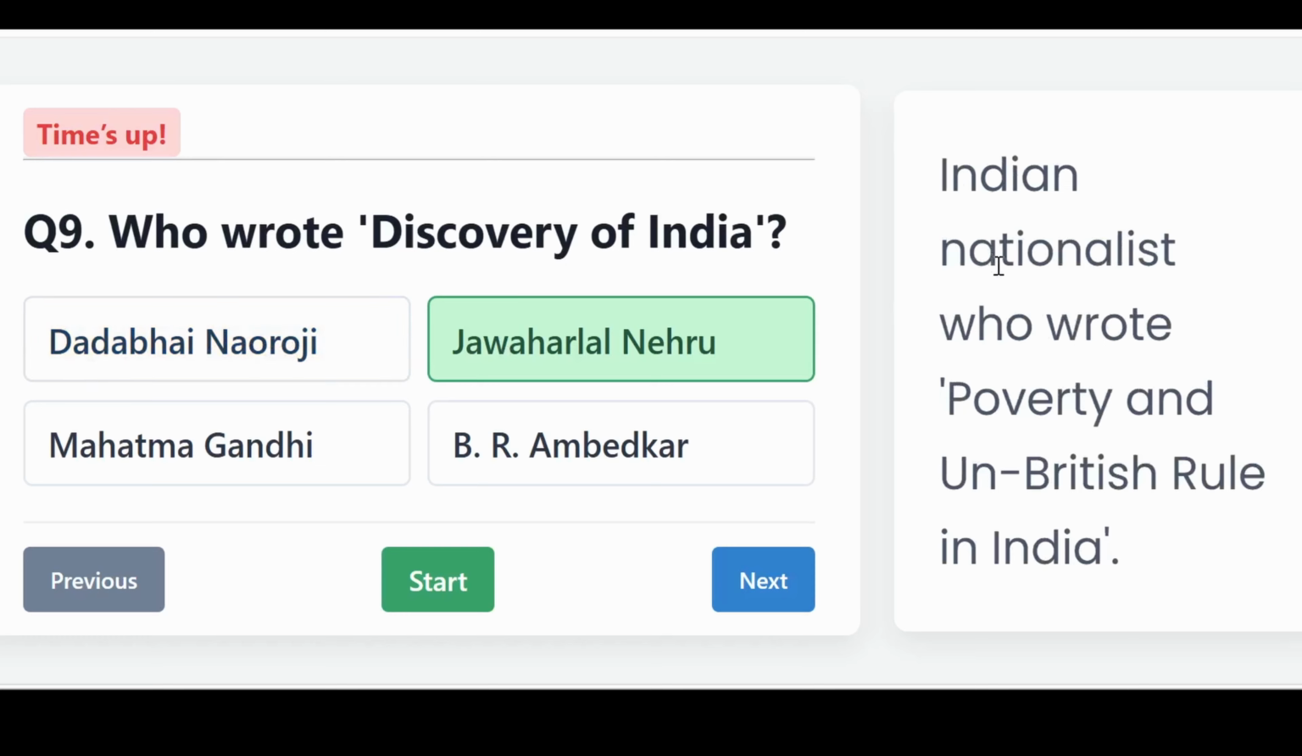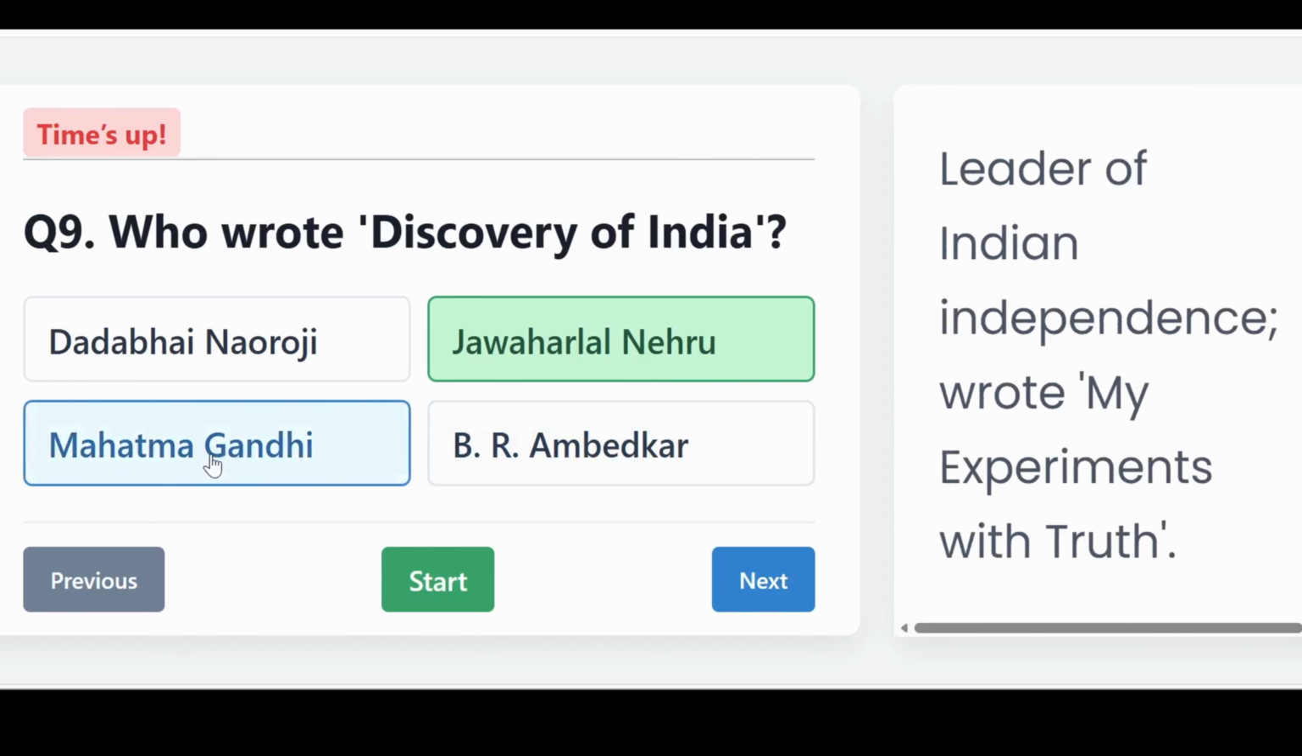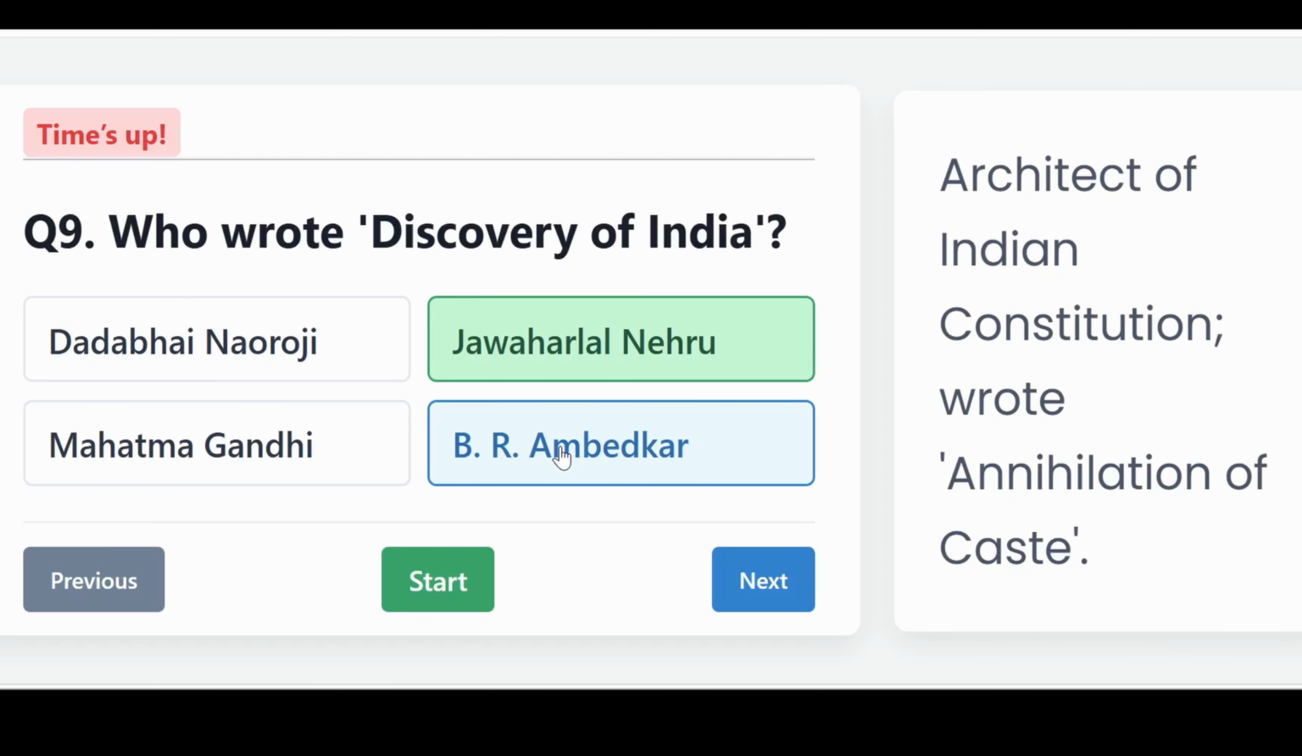Dadabhai Naoroji is an Indian nationalist who wrote Poverty and Un-British Rule in India. Mahatma Gandhi, a leader of Indian independence, wrote My Experiments with Truth. B.R. Ambedkar, an architect of the Indian Constitution, wrote Annihilation of Caste.